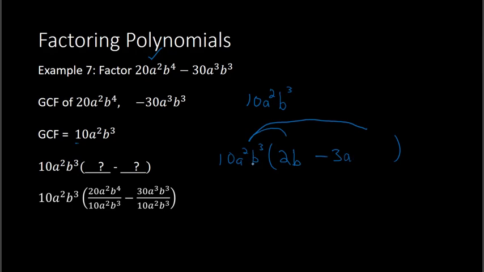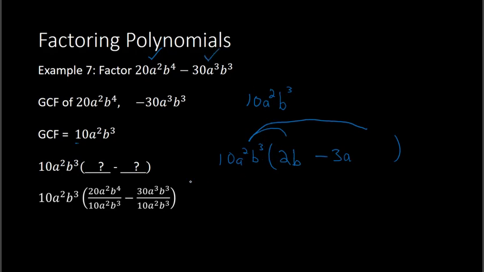And then the b's, we have b to the third out here. We have b to the third after we multiply. So the b's are fine. I can double check. 10 times negative 3 is negative 30. And then a squared times a is a to the third. And b to the third is here as well. So that second term is taken care of.